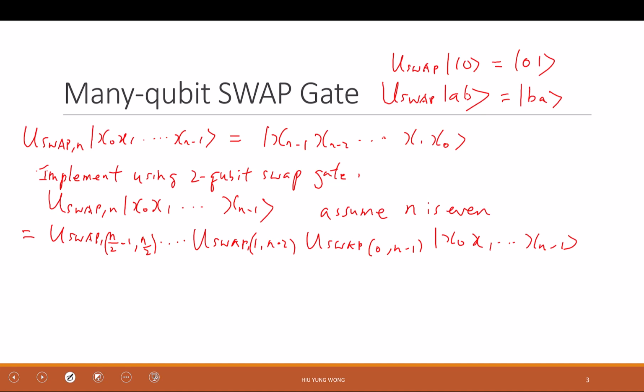I write it so long so that you really understand it, because if you can write this, you can program it, right? I just show one step. I keep doing the swap of n divided by 2 minus 1 and n divided by 2. I keep this.